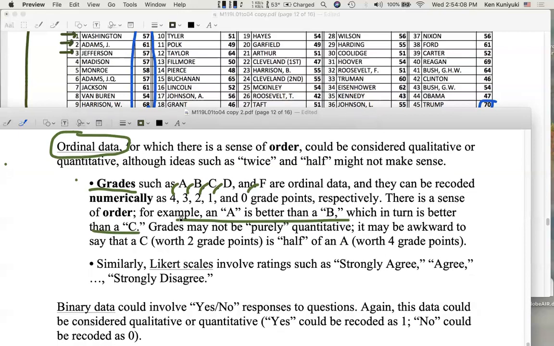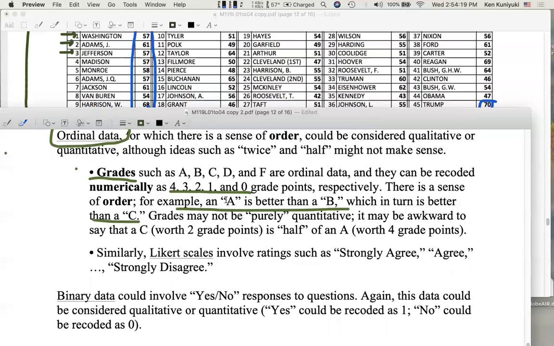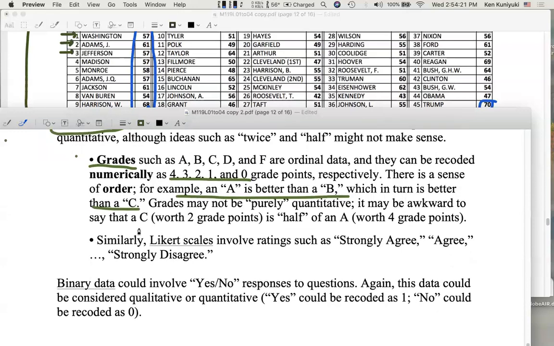All right. Now, again, these are not fully quantitative. Even when you recode the letter grades as grade points, these aren't fully quantitative, in the sense that even though a C is worth 2 grade points and an A is worth 4 grade points, that doesn't mean that an A is necessarily twice as good as a C.